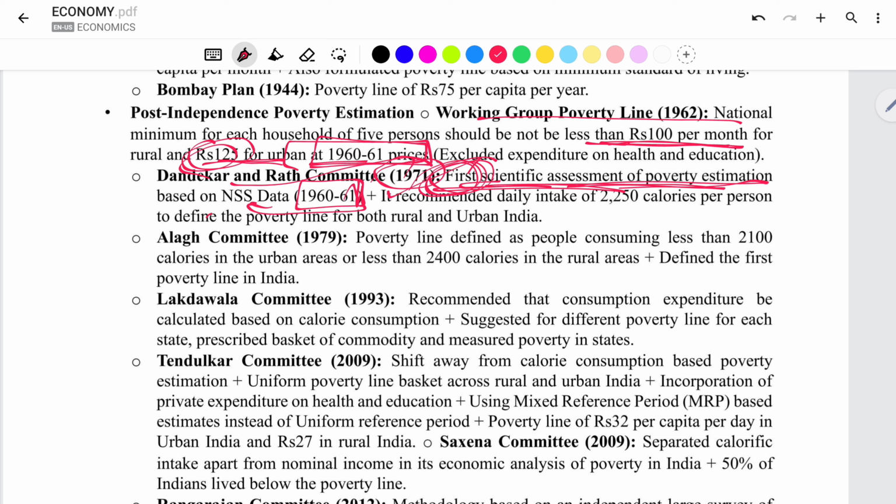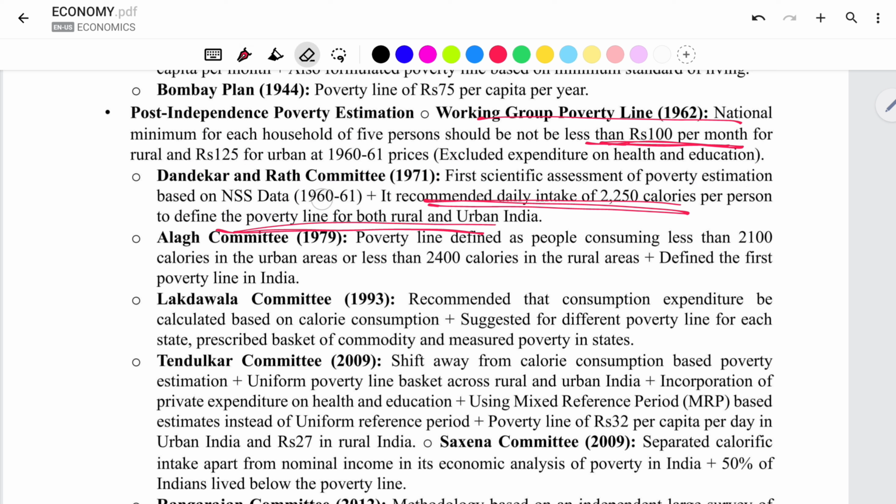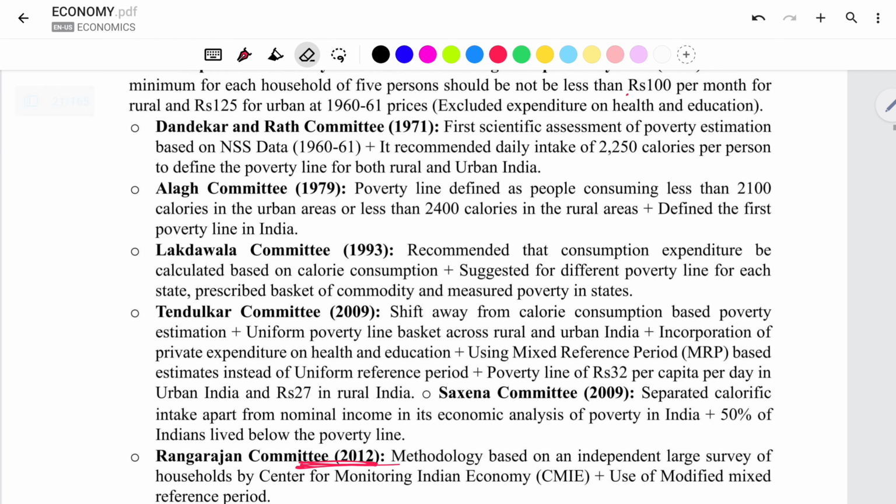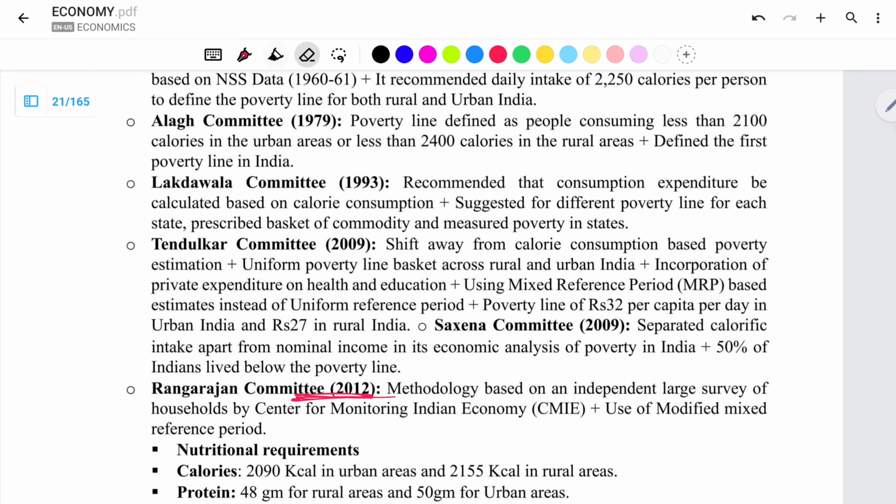And this is based on the NSS data, right? National Sample Survey data 1960-61. It recommended the daily intake of 2250 calories per person to define the poverty line for both the rural and the urban India. Whereas the Alag Committee 1979 mentioned that 2100 calories alone is enough for rural and 2400 calories for urban. The calories are different for the rural and urban.